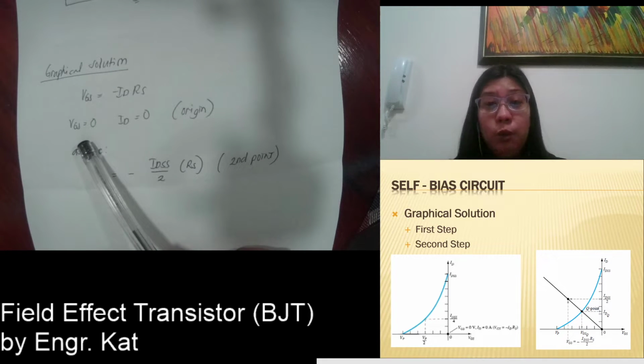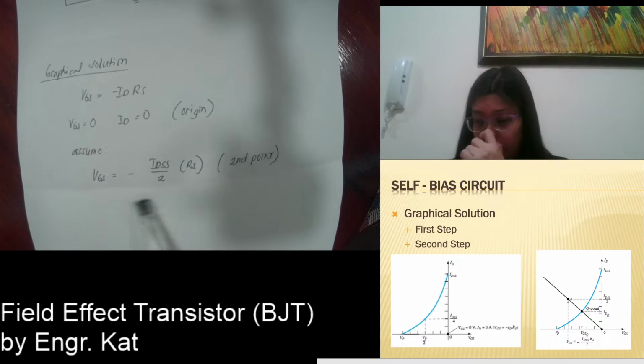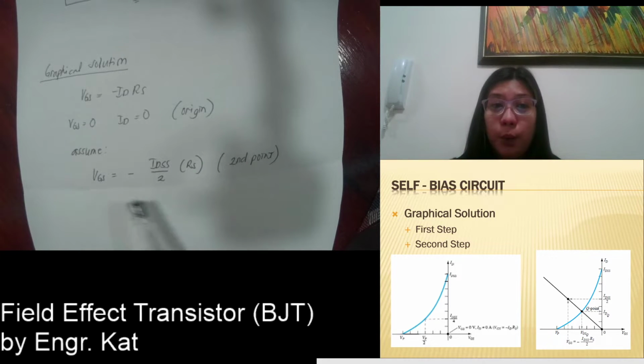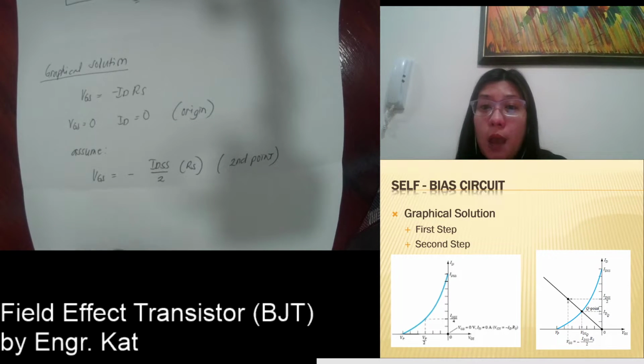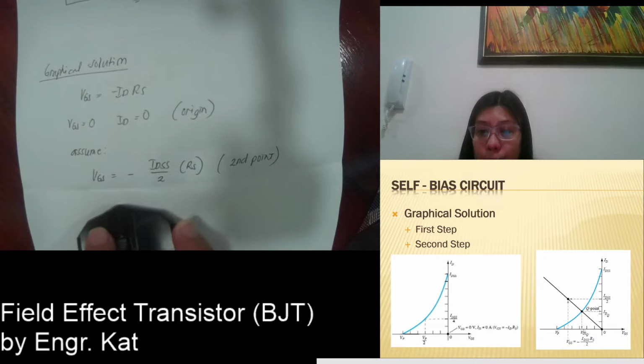So what we need to do here is to assume. For example, what will be my VGS when my IDSS is equal to half? Okay, so that will become my second point. After doing that, I now have my 2 points. This is my first point, and this is my second point.